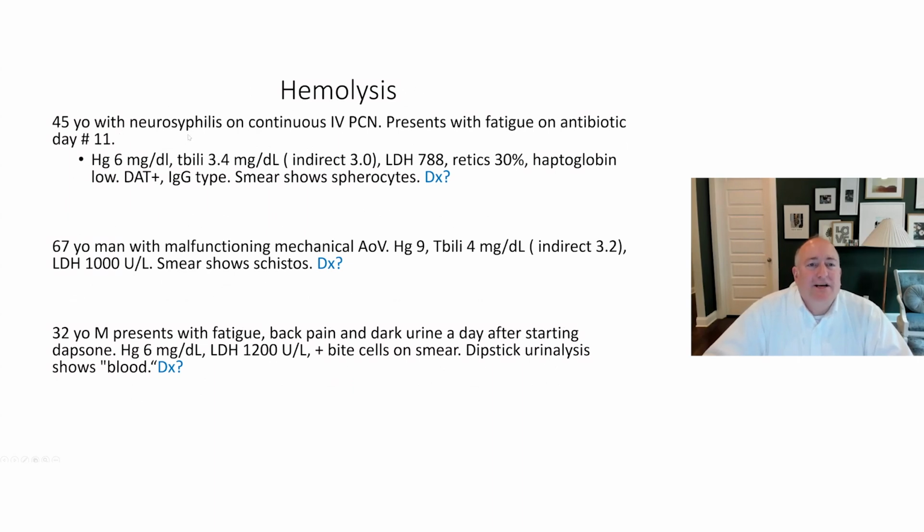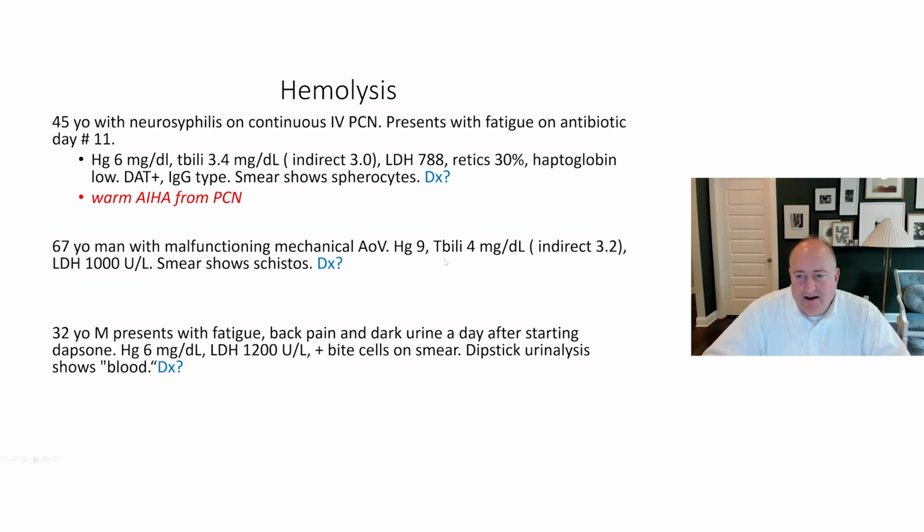A patient with neurosyphilis is on IV penicillin, and then they present with fatigue on day 11. They're anemic. They have hemolysis, because it's indirect hyperbilirubinemia, high LDH, high retic, and low hapto. They do a Coombs test, and it's positive. It's of the IgG type. IgG is usually the warm type, where you usually see spherocytes on the smear. So this would be warm autoimmune hemolytic anemia from penicillin. Penicillin, Zosyn, can induce hemolytic anemia. It's usually this mechanism.